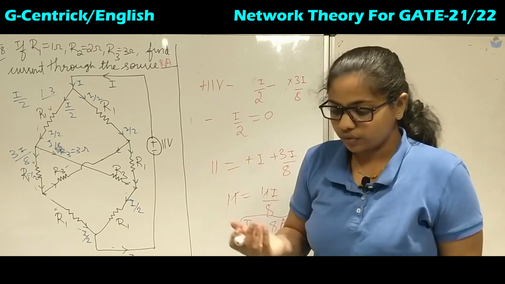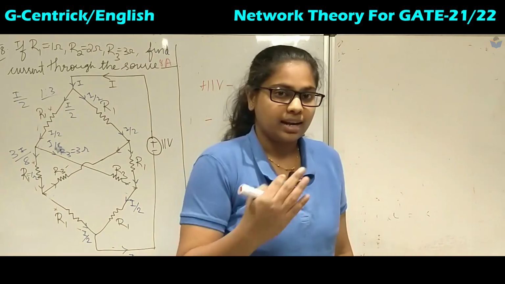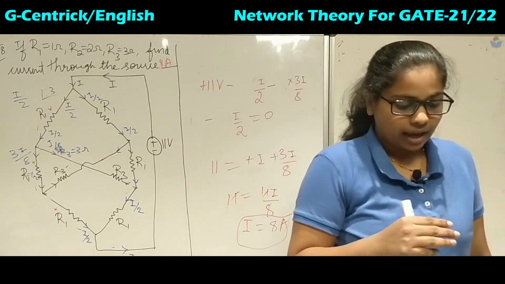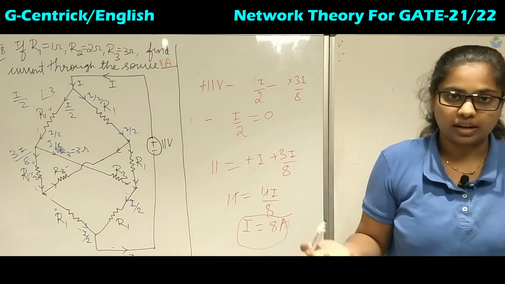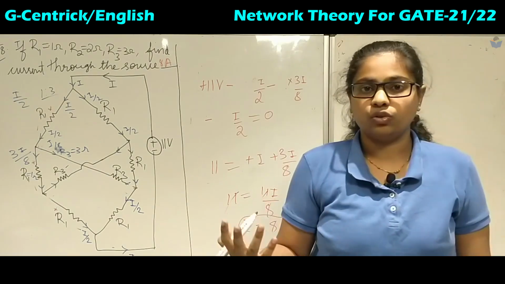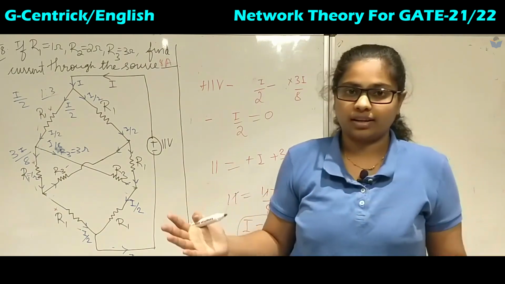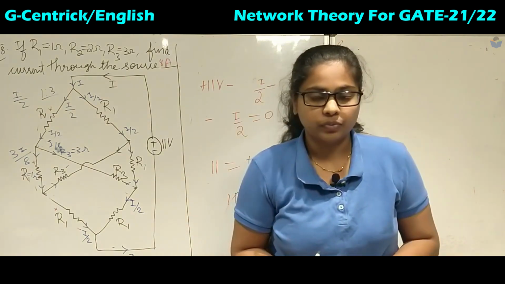In the next lecture we will move on to the star to delta and delta to star conversion, and after completing that we will move on to the current division rule and voltage division rule. After that, these basic solving techniques, that is unit 4, get completed. Okay, thank you.